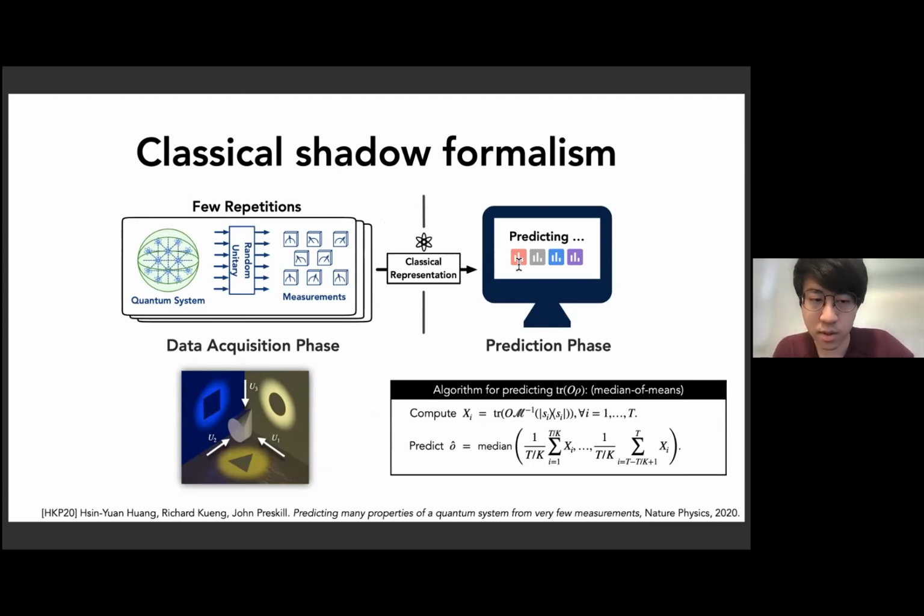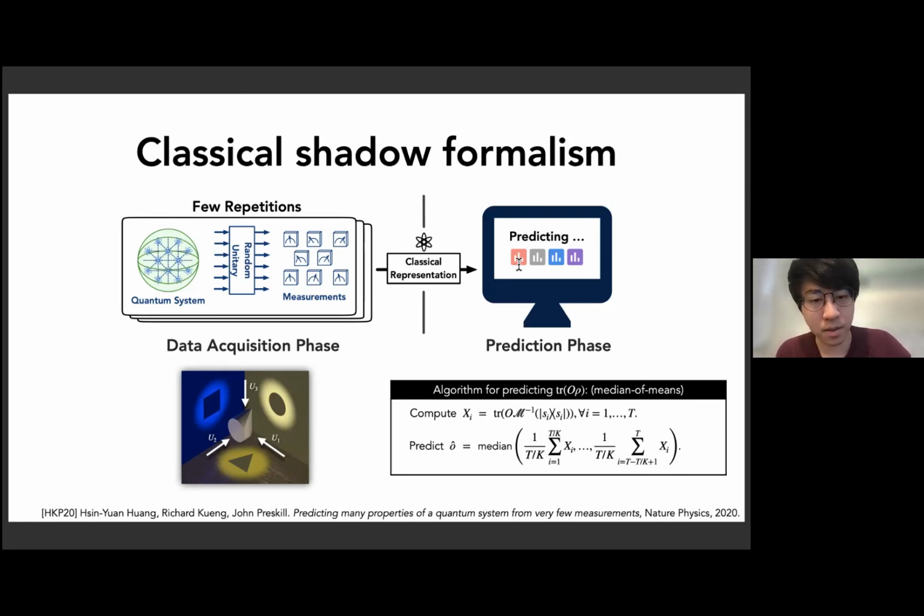The procedure is quite simple. It consists of two phases. The first phase is what we call a data acquisition phase. So in this phase, we would have a quantum system, the unknown quantum system. What we're going to do is we're going to apply a random unitary to this quantum system, followed by a standard basis measurement. So we do that for a few repetitions, and one can understand this phase as the following.